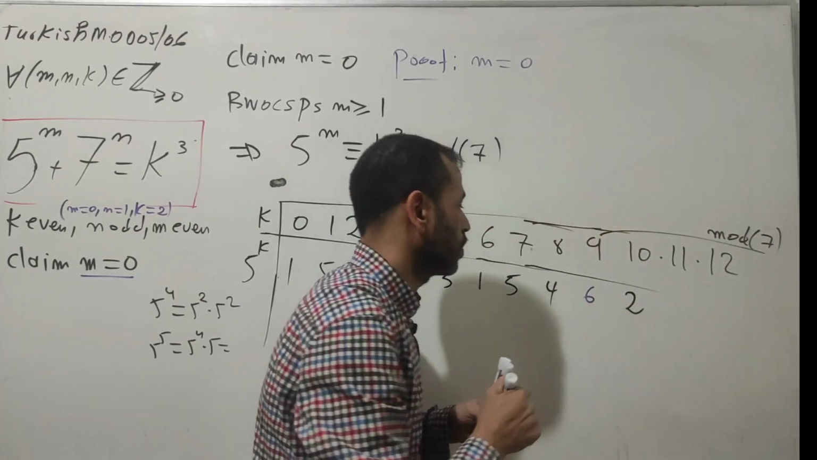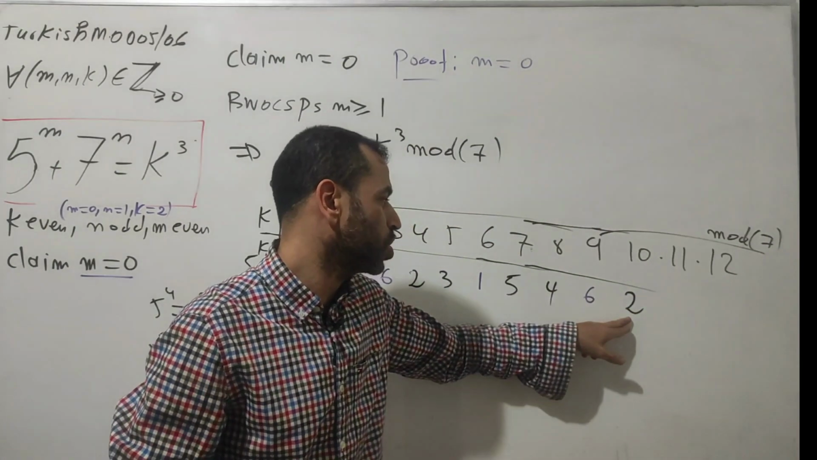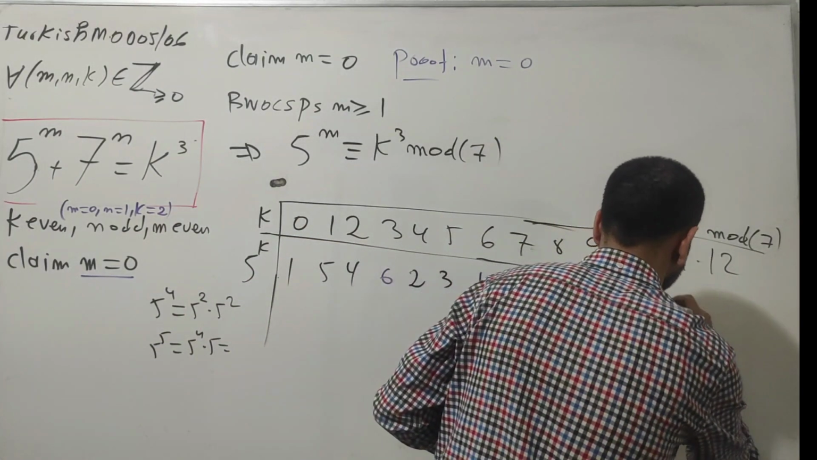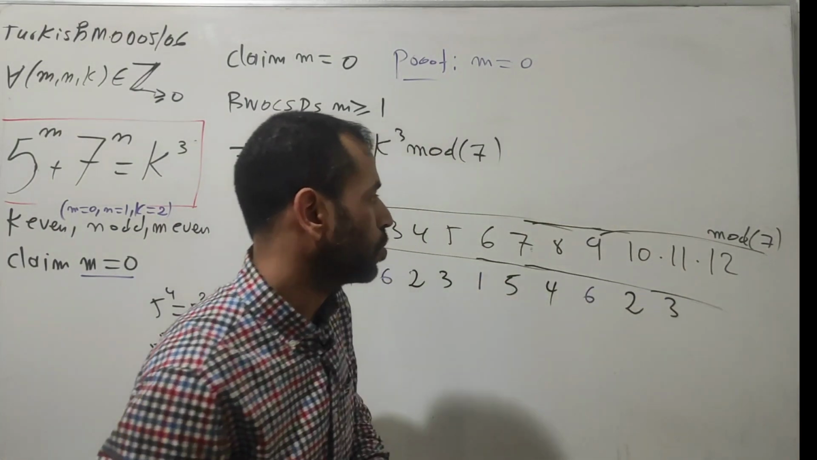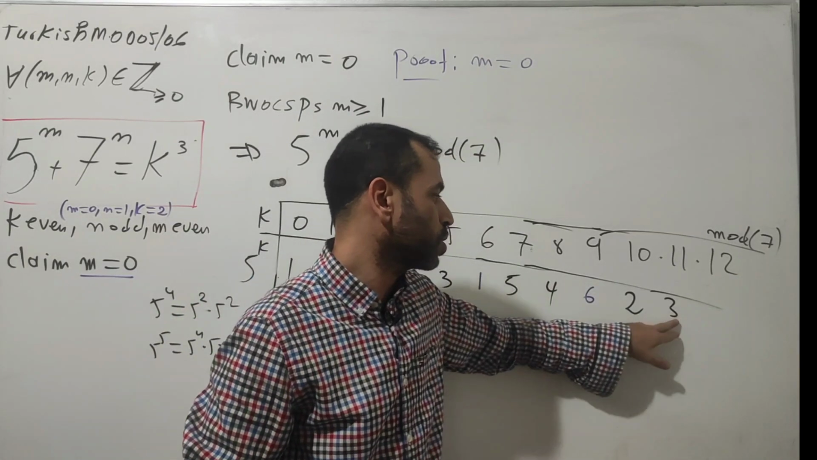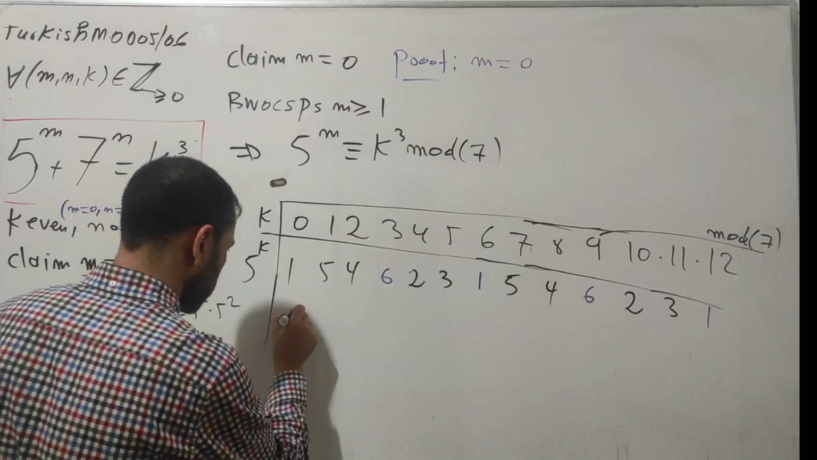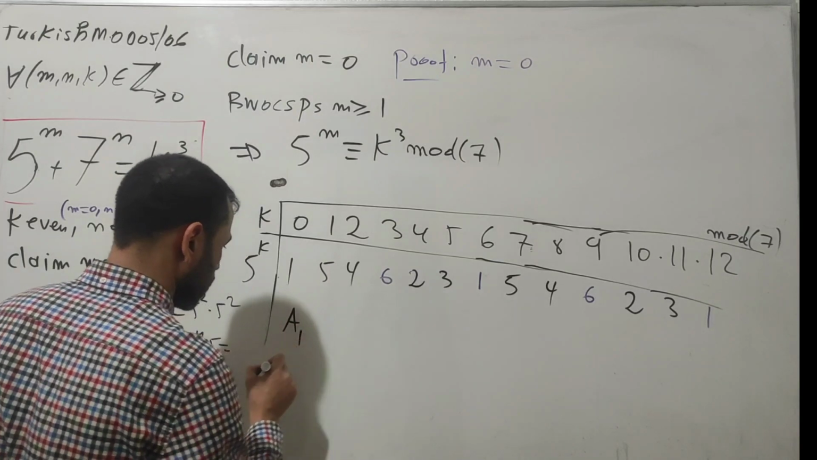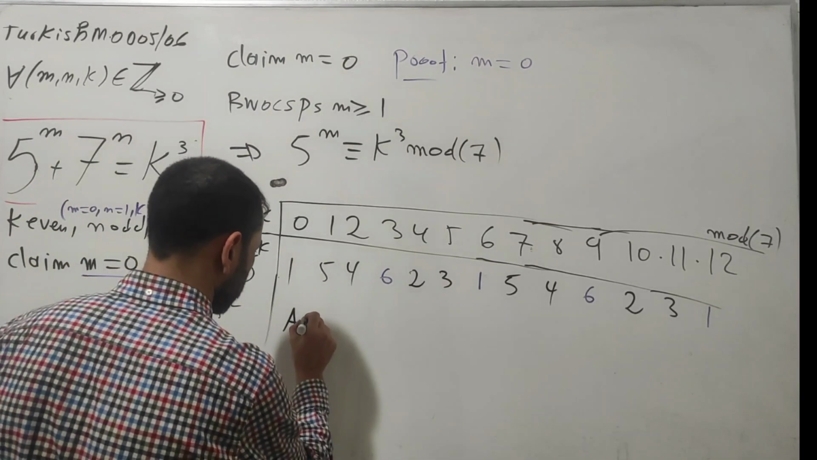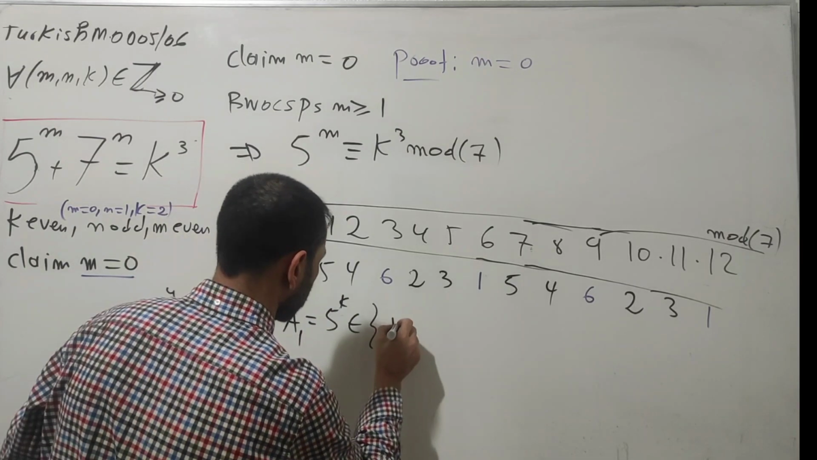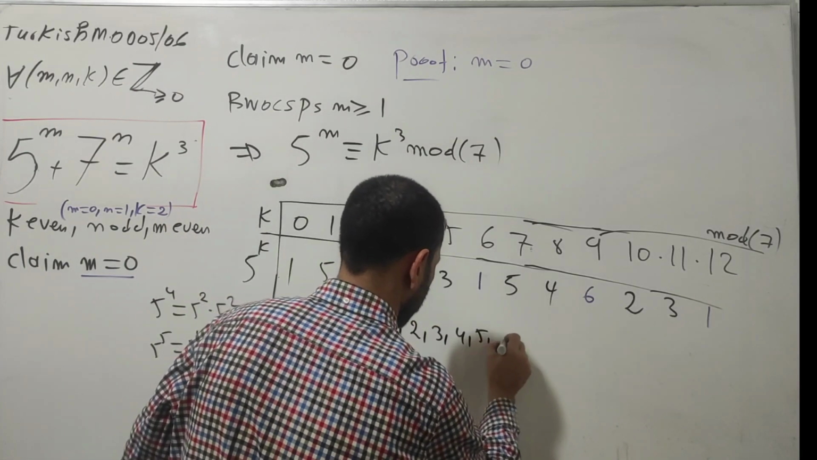For 11, 5 is multiplied by 2, which is 10. 10 is 3 more than 7. The remainder is 3. What about 12? 12, simply put, number 5 is multiplied by 3, which is 15. Let's name this one as a set, capital A1, which equals 5 to the k, where k belongs to this set: 1, 2, 5, and 6.